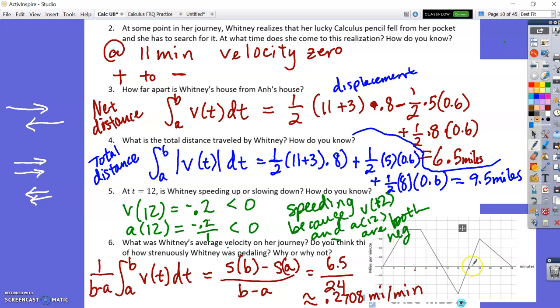And no, because she's backtracking, and this is included. So if we wanted to know whether she's strenuously pedaling, we'd need to do total distance with the average of total distance instead, and then we'd be able to tell.